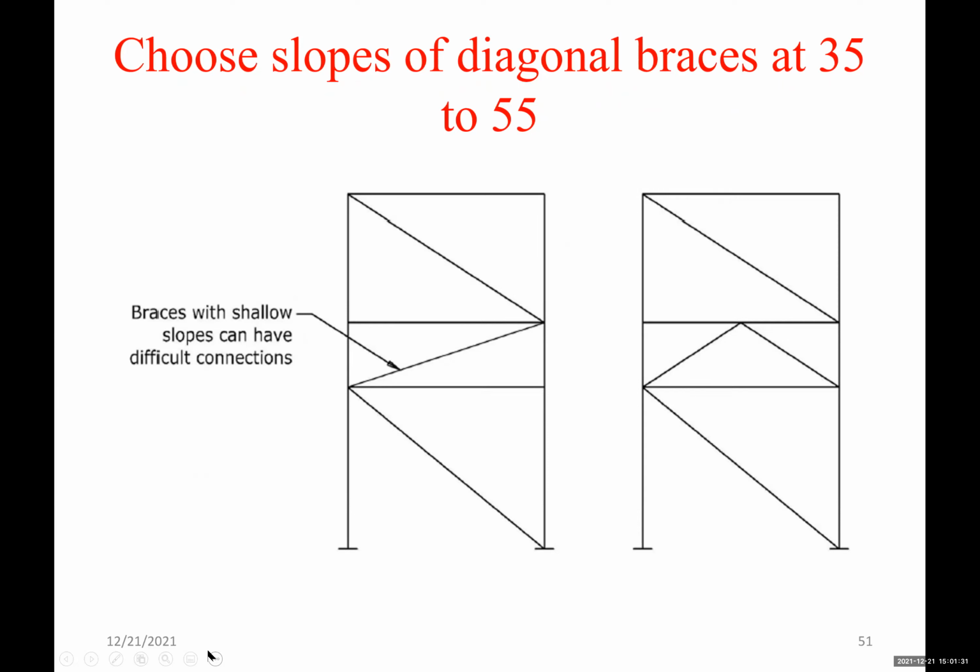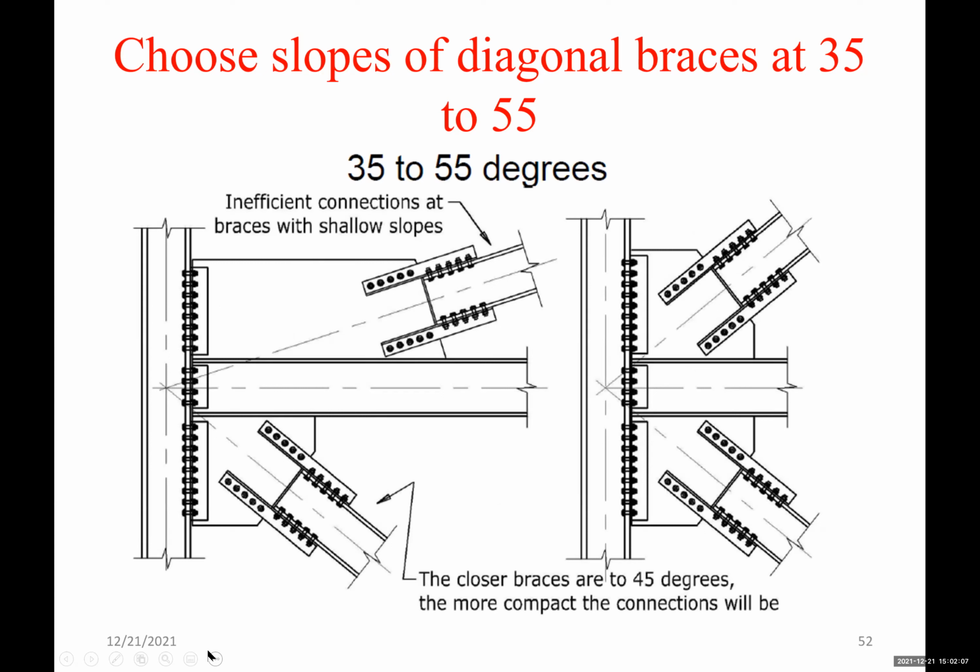Choose slopes of diagonal braces at an angle of 35 to 55 degrees. Okay, so typically the brace will be efficient between 35 and 55. If the angle is small, the brace will not be that efficient. So what could be done is just having two braces that brace to the middle of the braced frame beam, as we can see on the right. This way we increase the angle of the braced frame, and we will end up with a more efficient brace.